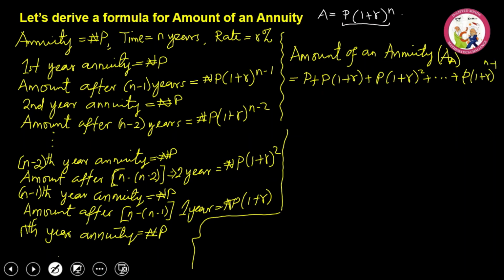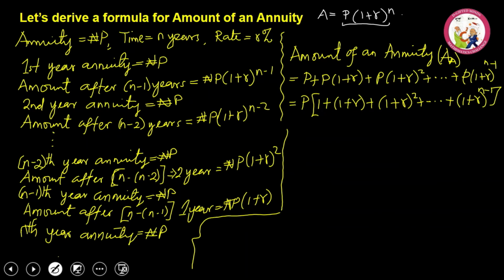So that at the end of the day, when you factor out P, this should be equal to 1 plus 1 plus r plus 1 plus r raised to power 2 plus dot dot dot plus 1 plus r raised to power n minus 1.